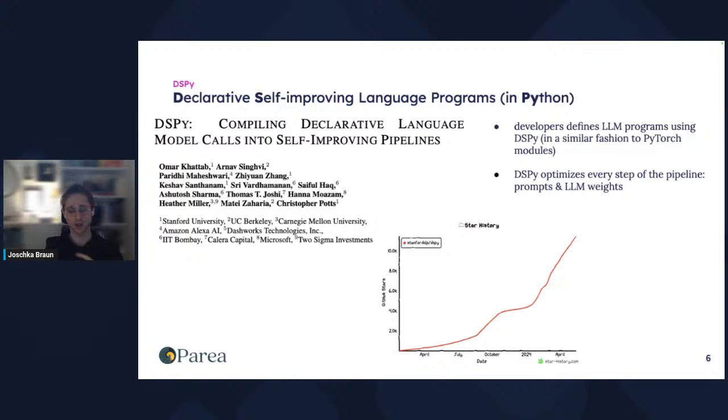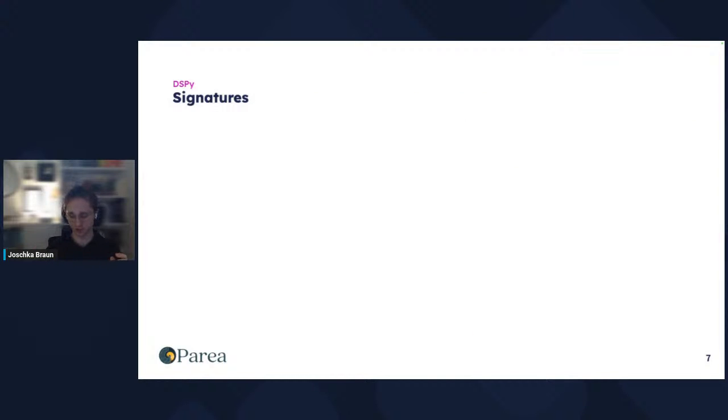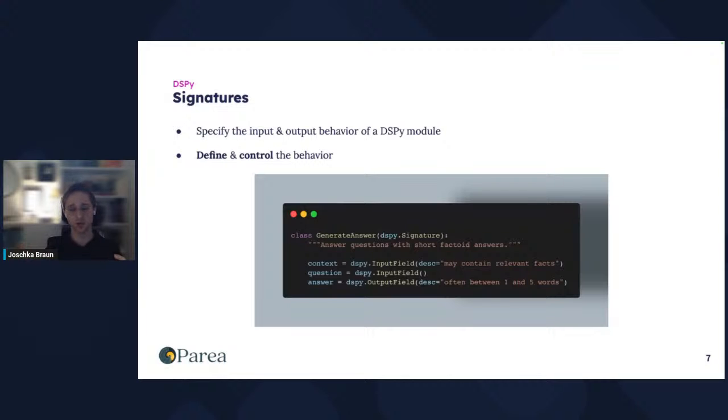And to really understand how this works, I will be introducing three key ingredients in DSPy: signatures, modules, and optimizers. The first part, signatures, describe the input and output behavior of a DSPy module. But they not only describe the behavior, they really control the behavior of what is happening within that step, essentially. And to see a concrete example, we can think back to the answer generation step in our RAG pipeline.